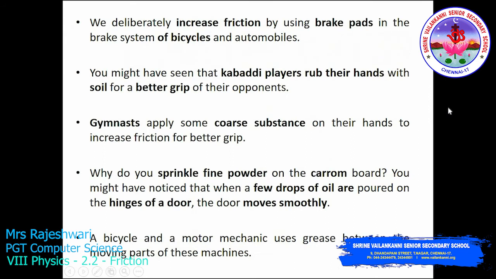Now let us discuss a few more examples of how friction is increased or reduced. If you are riding a bicycle and you apply the brake all of a sudden, how does the cycle stop? It is not only because of the friction between the surface and the tire, it is because of the brake pads fixed on both ends of the tire. You might have noticed that. If you have not noticed, just check again on your cycle.